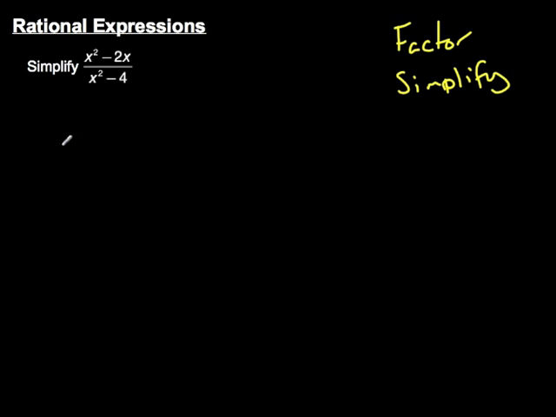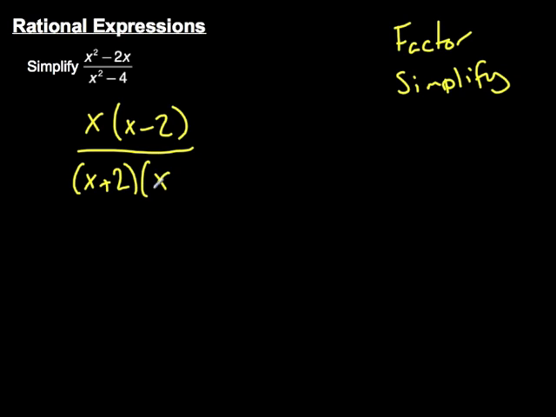In the top, we just pull out a greatest common factor of x, and that leaves us with x minus 2. In the denominator, it's a difference of squares. X plus 2 and x minus 2. Factoring's done, now we simplify.